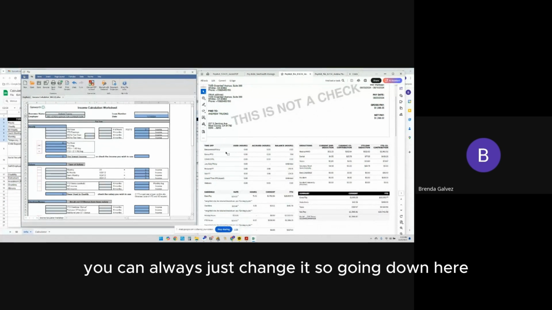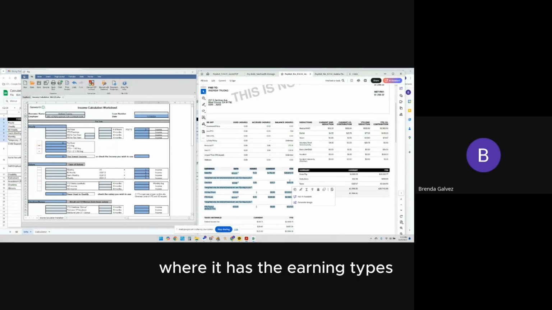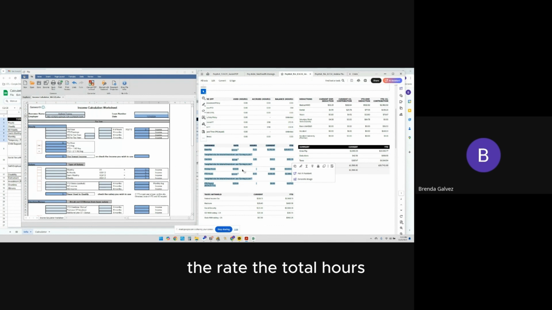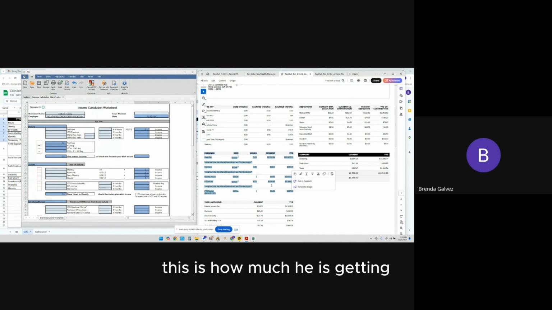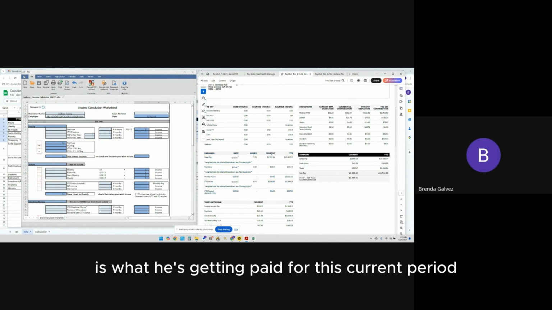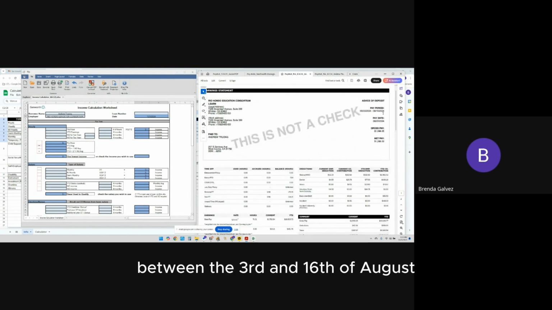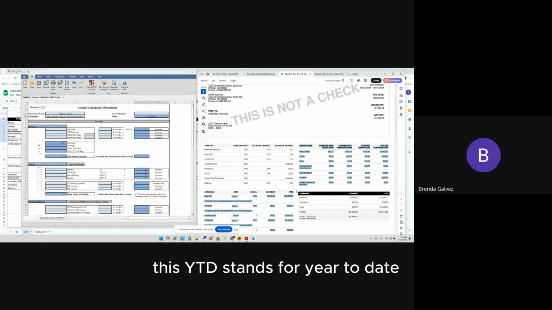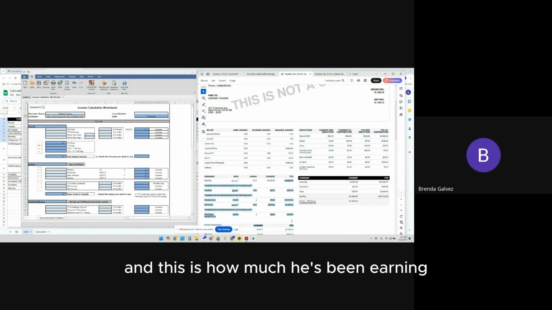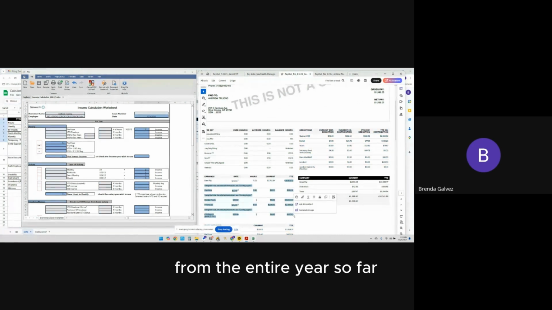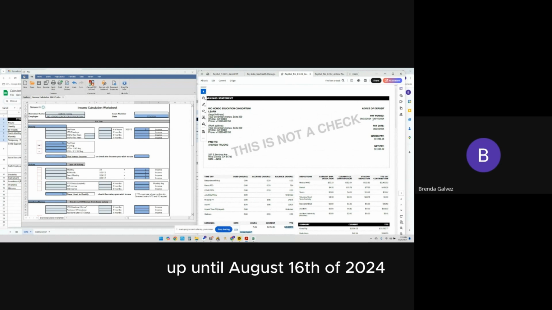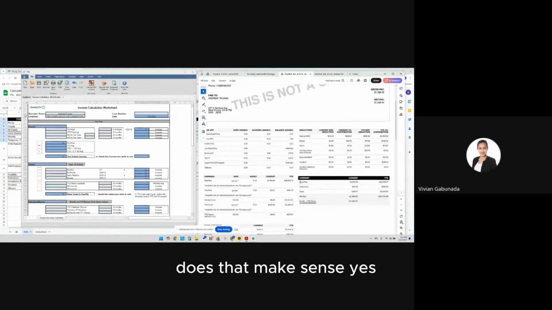So going down here, we're going to look at this bottom section here, where it has the earning types, the rate, the total hours. This is how much he is getting. The current pay is what he's getting paid for this current period between the 3rd and 16th of August. YTD stands for year to date, and this is how much he's been earning for the entire year so far, from the beginning of the year up until August 16th of 2024. Does that make sense?